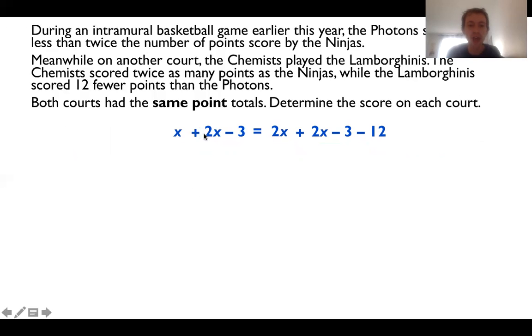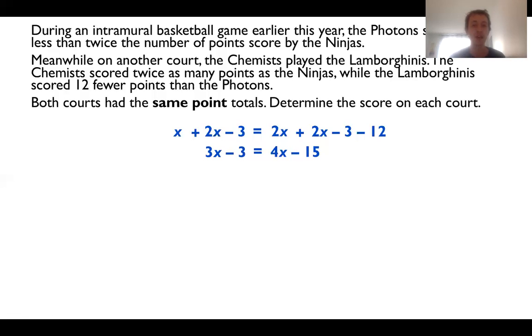Well, on the left, I've got X plus 2X minus 3. I can simplify these ones. I can turn this into 3X minus 3. Over on the right, can I do any simplifying here? Yeah, I can. 2X plus 2X is going to be 4X. Minus 3 minus 12, return of negative numbers. Minus 3 minus 12 is minus 15. So I'm going to have 4X when I add these together, and minus 15. I haven't changed anything right now. This is the equation that we came up with, just after I simplify it a little bit.